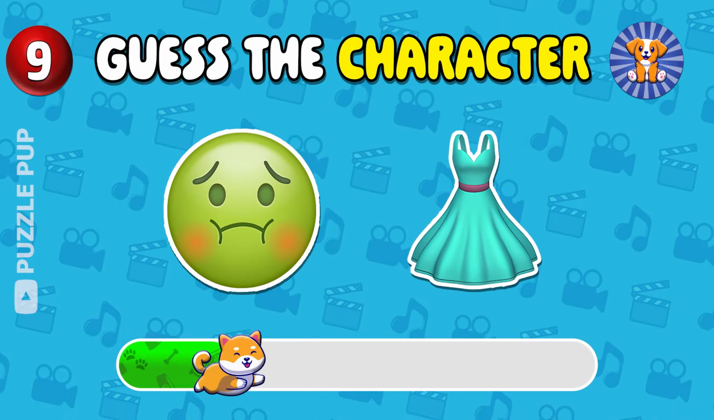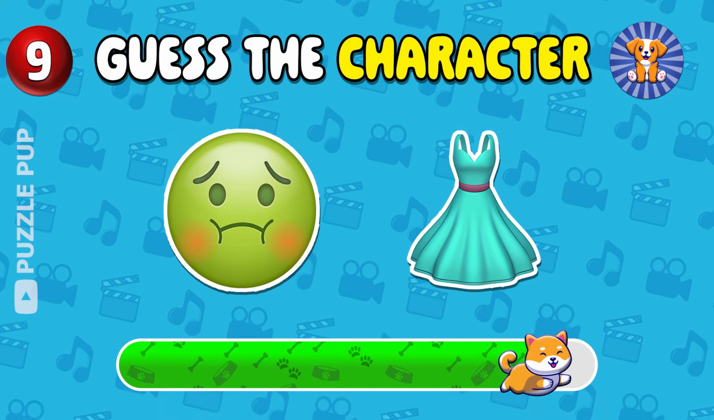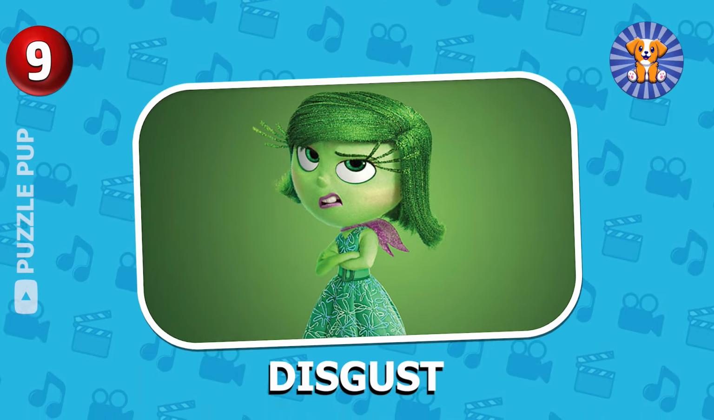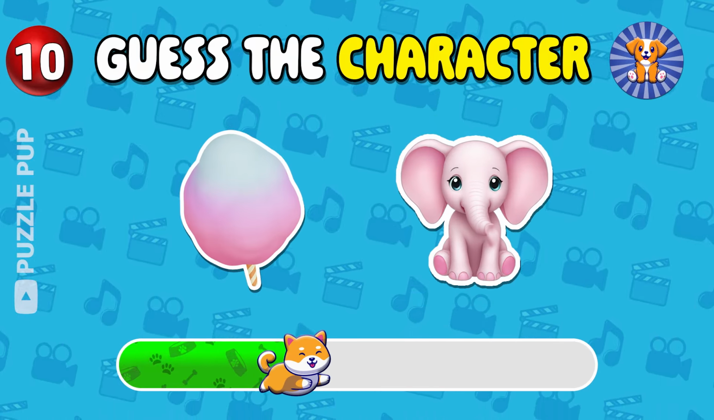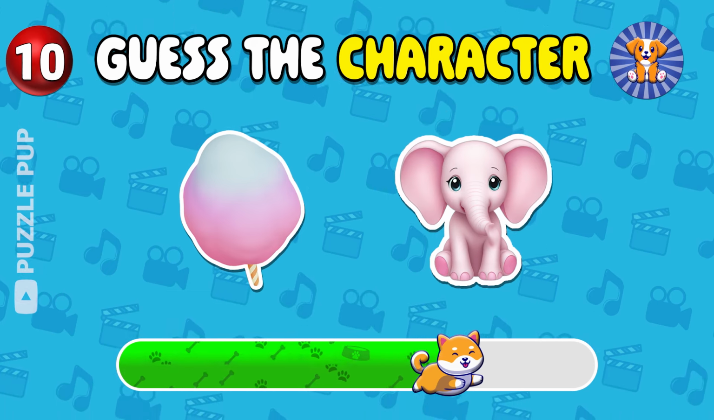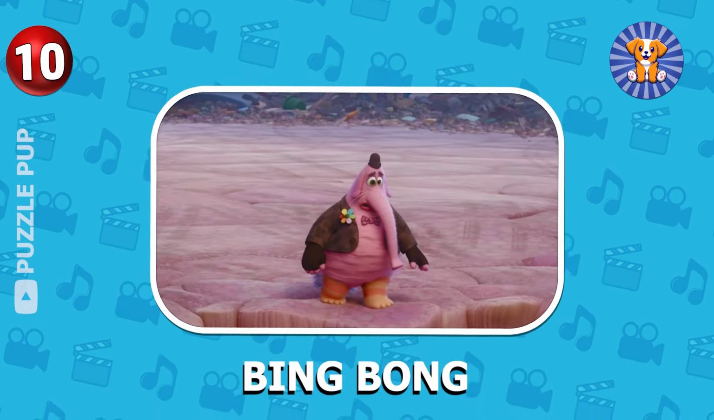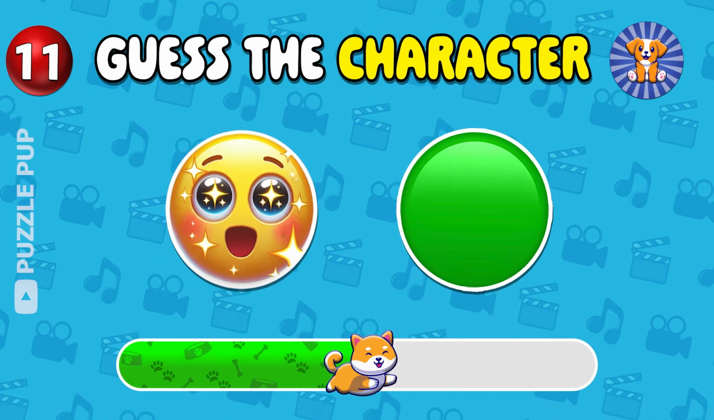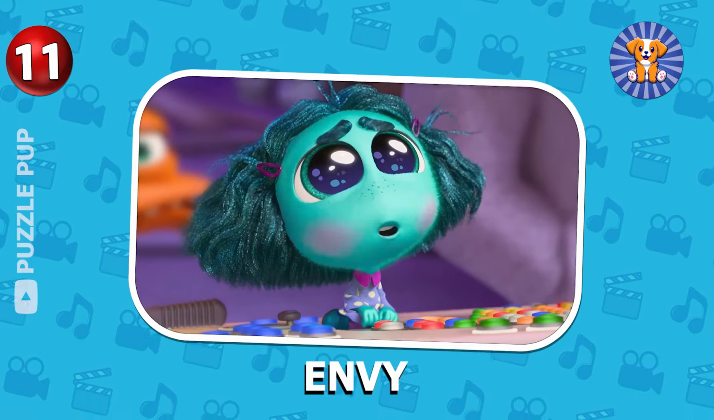Are you able to identify this character? Well done, it's Disgust. Question 10, can you answer this one? Bravo, it's Bing Bong. Question 11, try to guess this character. Right, it's Envy.